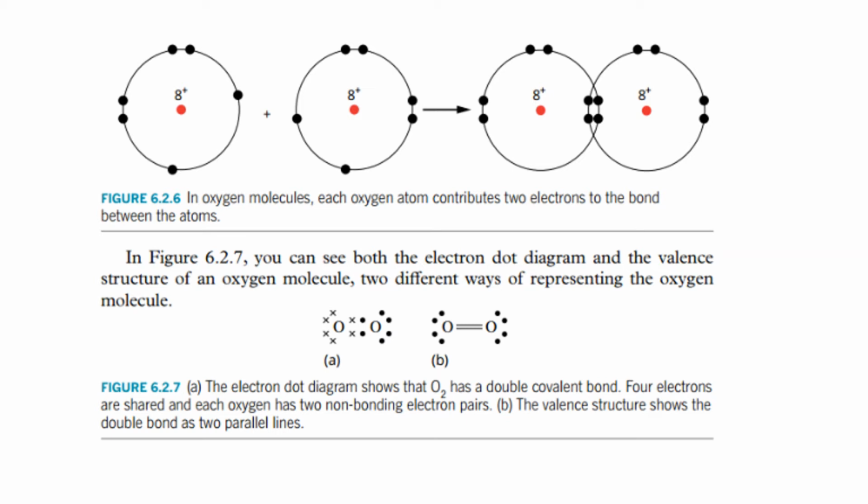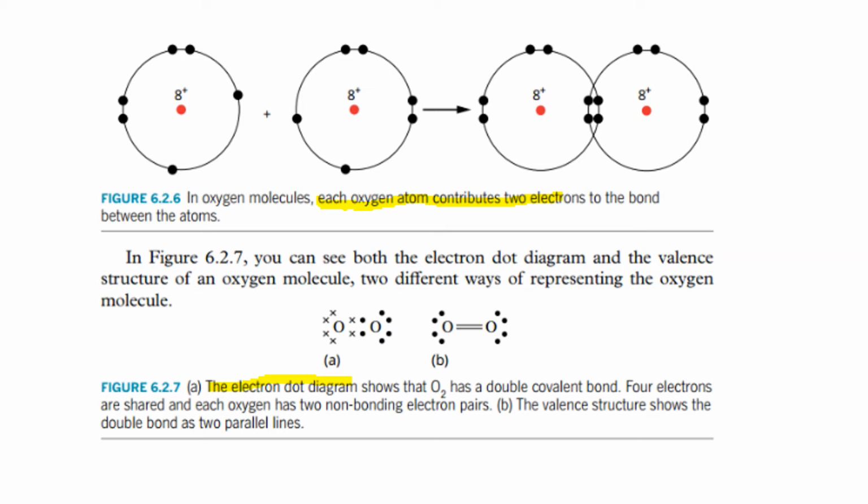Alright, so this diagram shows the oxygen molecule. It says each oxygen atom contributes 2 electrons to the bond between atoms. Each oxygen atom contributes 2 electrons. And since the diagram here, diagram A, is the electron dot diagram, or the Lewis diagram that we have discussed, it shows that each oxygen atom is sharing 2 electrons with another oxygen atom.